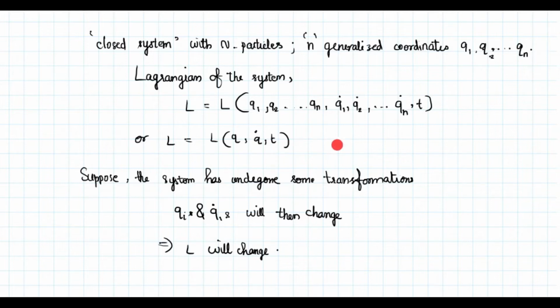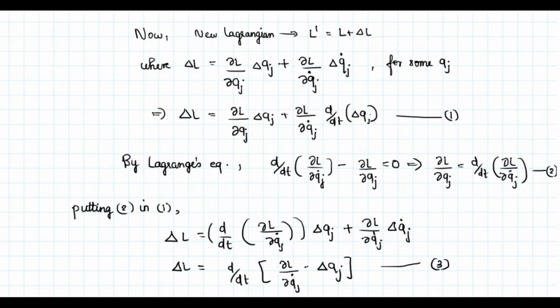Now suppose the system has undergone some transformation. Let's say the system has been shifted by some distance, or its orientation has been changed. Whatever the transformation, the q's and q dots will now change, and consequently the Lagrangian will change. The new Lagrangian, you can write as L prime equal to L plus delta L, where delta L is the variation in the Lagrangian.